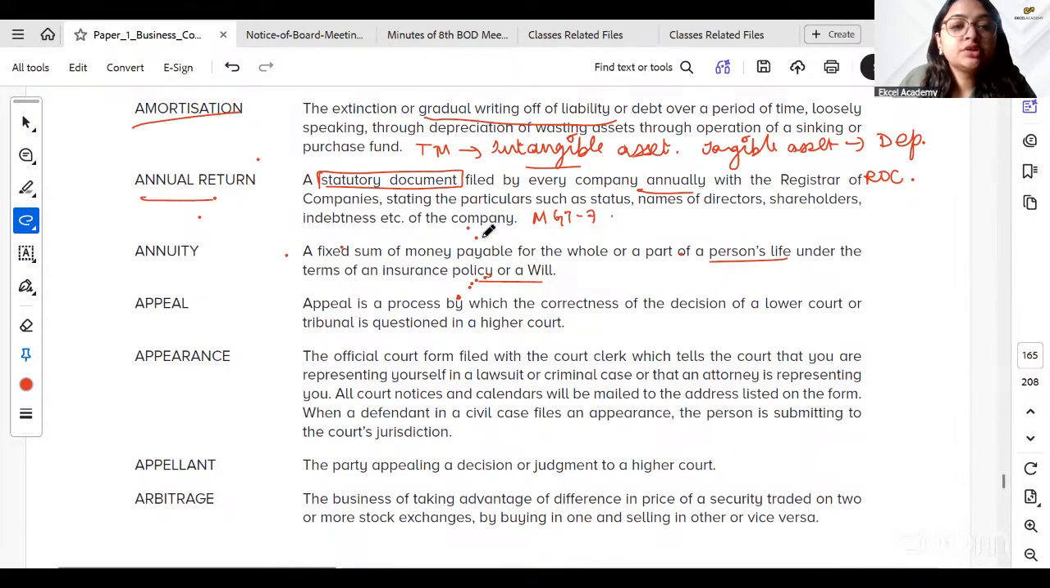So I am going to tell that every year this amount of money should be given to my grandson. All right. Or let's say, for example, upon retirement also you are receiving a certain amount every month. That is something that will be there by way of annuity. Okay. So it is a fixed sum payable for the whole or part of a person's life. All right. That is your annuity.